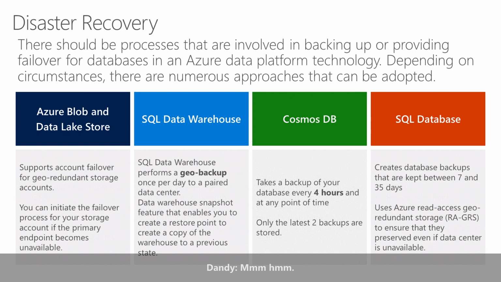Disaster recovery supports account failover for geo-redundant storage in Azure Blob and Data Lake Store. For SQL Data Warehouse, remember that a geo backup is done once per day, but you also have a feature called Data Warehouse Snapshots as well that you can use. Cosmos DB, backup is taken every 4 hours, but only the last 2 are kept, which means your RPO is every 8 hours. And then your SQL database creates a backup that's kept between 7 and 35 days and uses the read access geo-redundant storage to make sure that you can access that. And that's based on the service tier you pick.